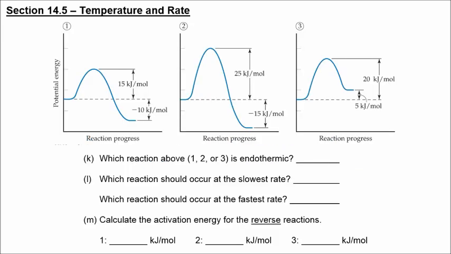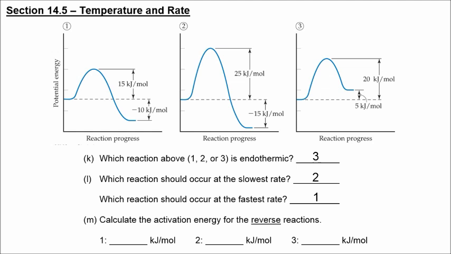Which reaction is endothermic? That means it has to start at a certain level and finish at a higher level than where it started. So reaction number 3 is endothermic. The delta H for that reaction would be 5 kilojoules. Which reaction is the slowest? The one that has the highest activation energy, which is reaction 2. It has an activation energy of about 25 kilojoules per mole. And which reaction is the fastest? The one that has the smallest activation energy, and that would be reaction 1, which has a delta H of about 15 kilojoules per mole.